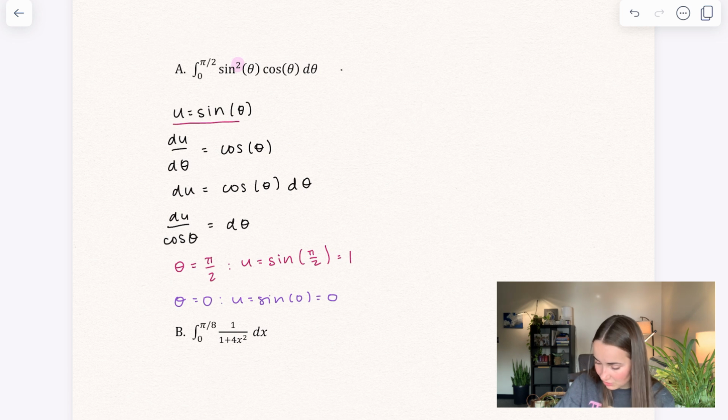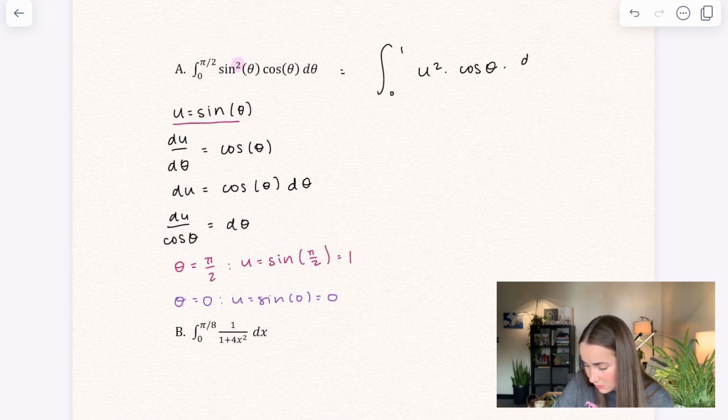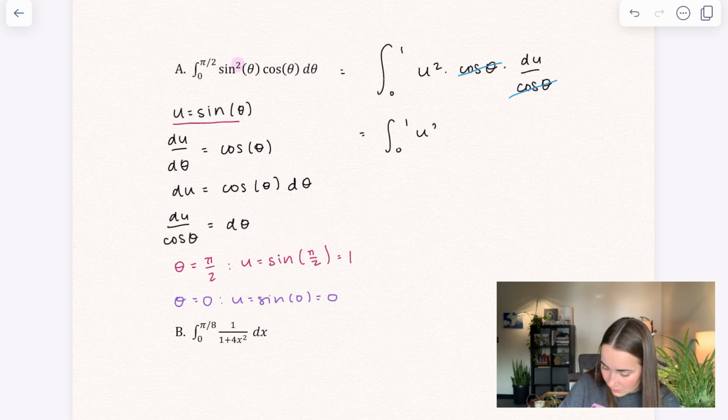So let's go ahead and change our integral. So we have new bounds between 0 and 1. We set sine equal to u, so that becomes u squared, times cosine of theta, times du divided by cosine of theta, and that works out very nicely because that cosine of theta cancels out, which is what we want to happen. And now we have a new definite integral, 0 to 1 of u to the power of 2 du, which to me, that looks way nicer.